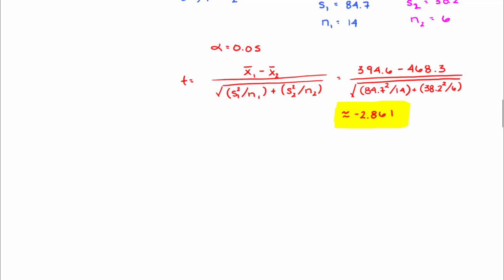The next one, this is the new part. This is where we have to use that big convoluted formula that I typed in incorrectly several times, but I did use it correctly. So we have to calculate the degrees of freedom, which is going to be represented by the variable delta. And for this, we have 84.7 squared divided by 14. We square that entire quantity.